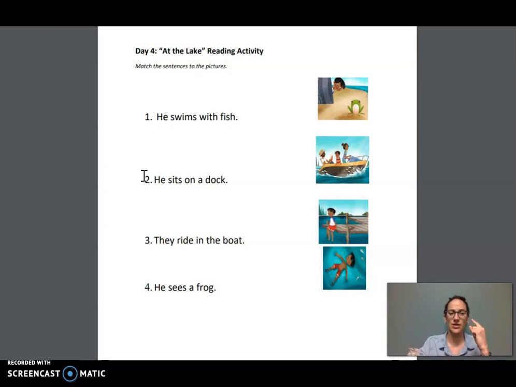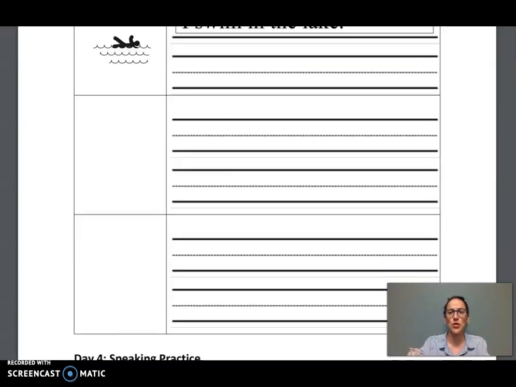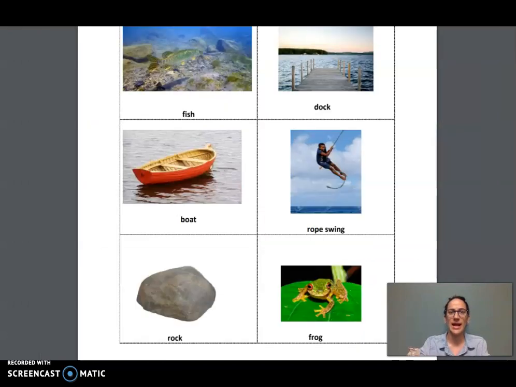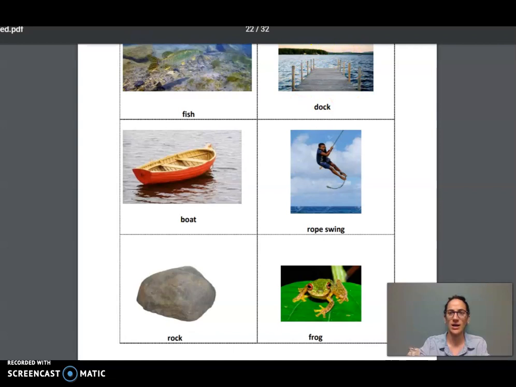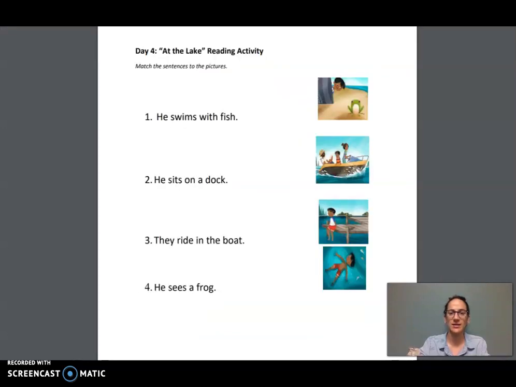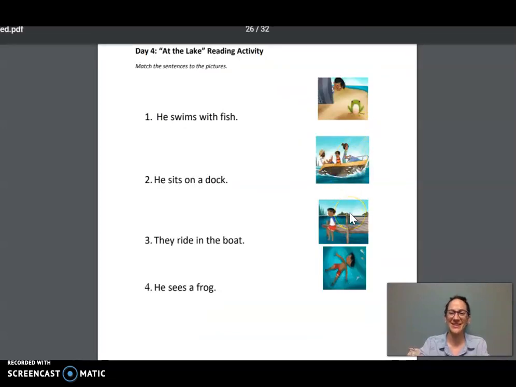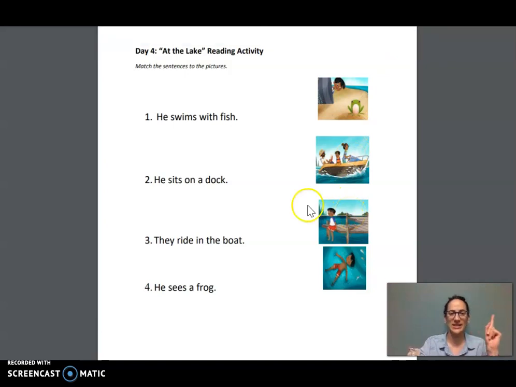Number 2, you read it. Good. My turn. He sits on a dock. If you forget, remember you can go back in your book and use your vocabulary. Here's a picture of a dock. Let's find it. There it is. Now let's read it together. He sits on a dock.